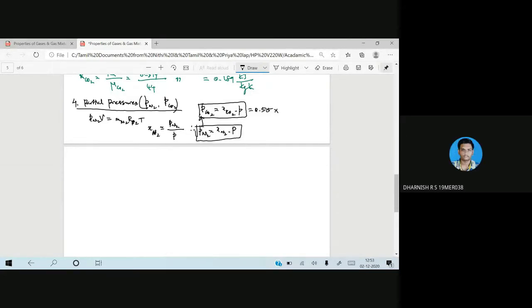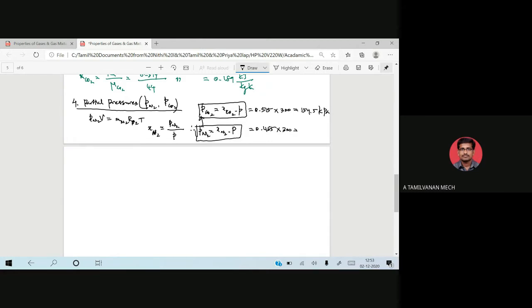What about the total pressure? It is equal to 300 kilonewton per meter square. Here, 0.485 into 300 kilonewton per meter square. So finally we can get the P of CO2 is equal to how much? 154.5 kilopascal, otherwise kilonewton per meter square.